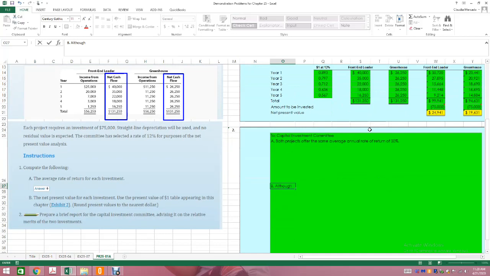okay, both projects exceed the selected rate established at 12%.